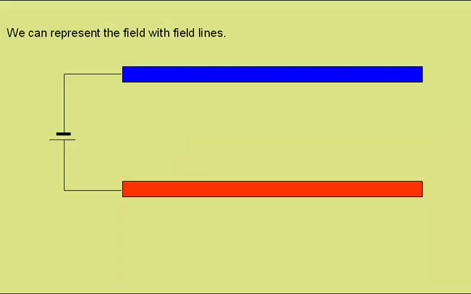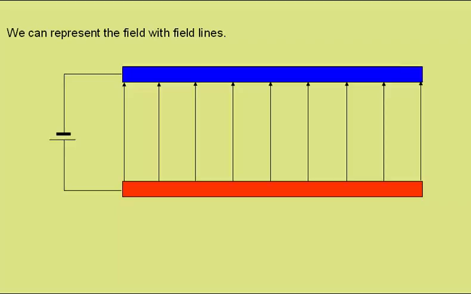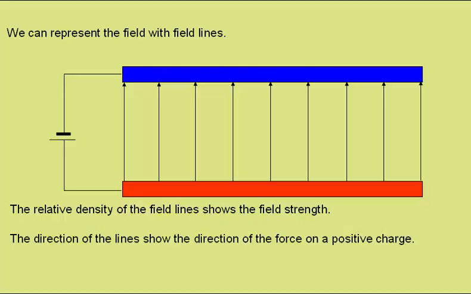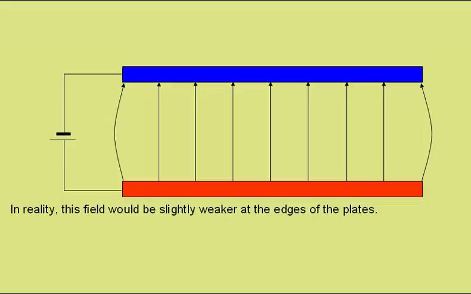We can represent the field with field lines, rather like you're used to for magnetic fields. The field lines would go something like this. The relative density of the field lines shows the field strength at that point. As this is a uniform field, the field lines have uniform density in the space between the plates. The direction of the field lines, in this case upwards, shows the direction of the force on a positive charge. In reality, this field would be slightly weaker at the edges of the plates, as shown by these end field lines bowing outwards.